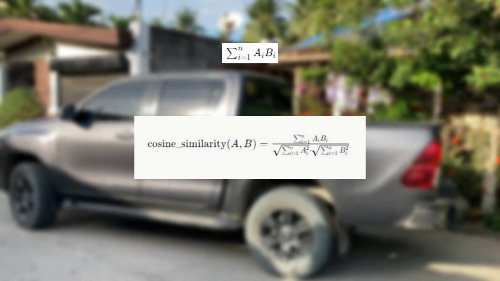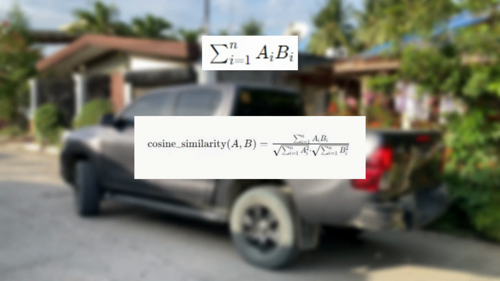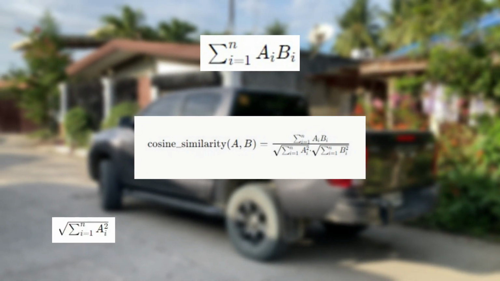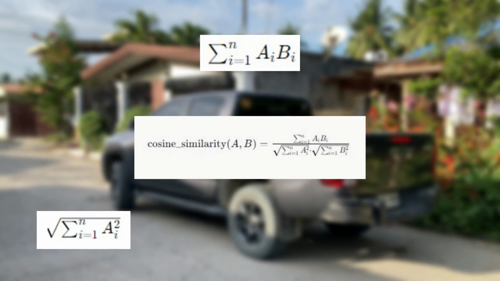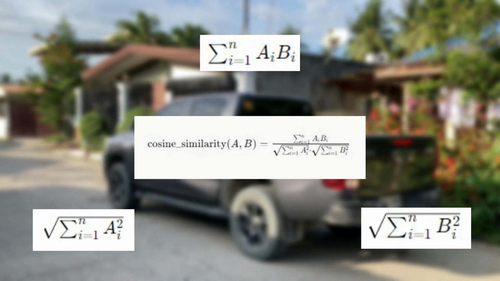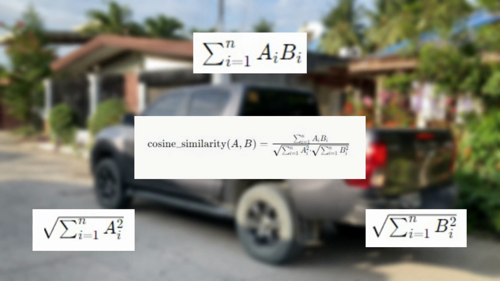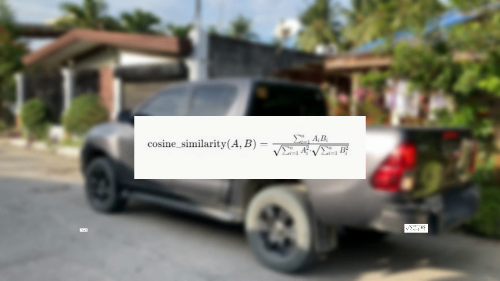There are three variables in this formula. The sum of all the elements of a sub i and b sub i is the dot product of vectors a and b. The square root of the sum of all the elements of a sub i raised to the power of 2 is the Euclidean norm or magnitude of vector a. And the square root of the sum of all the elements of b sub i raised to the power of 2 is the Euclidean norm of vector b.